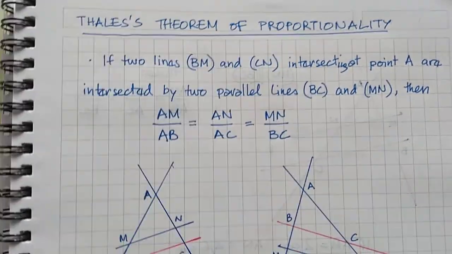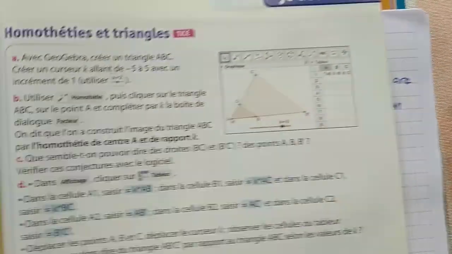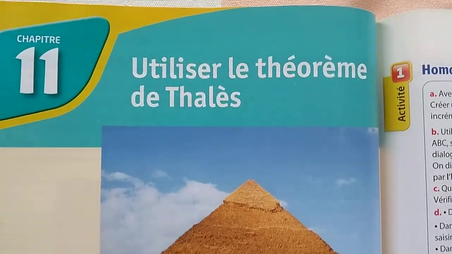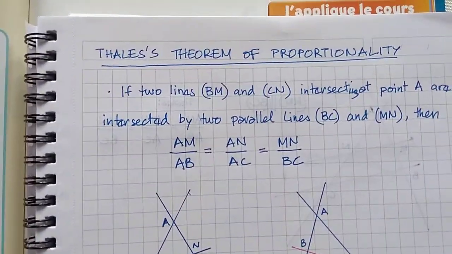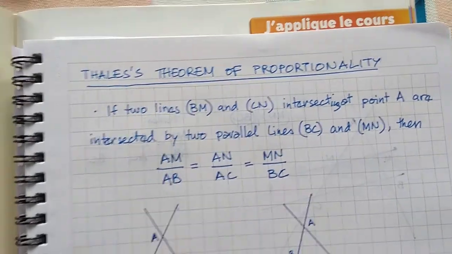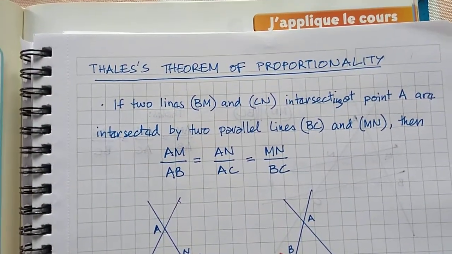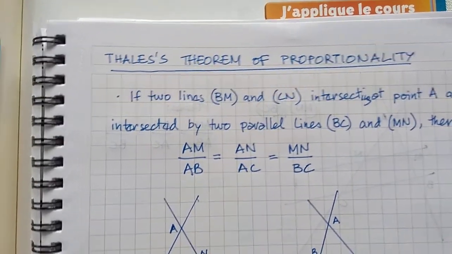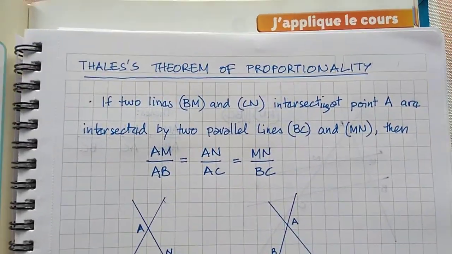He actually lived 2,600 years ago, and here, for example, this chapter is called Utiliser le théorème de Thales. But he has many theorems, and this is not his most famous theorem. So we should always call it Thales's theorem of proportionality. This book just calls it Théorème de Thales, but if you Google Théorème de Thales, you will get some other, more famous theorems that he discovered.